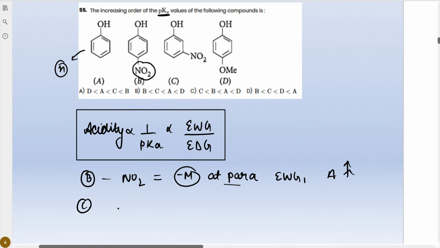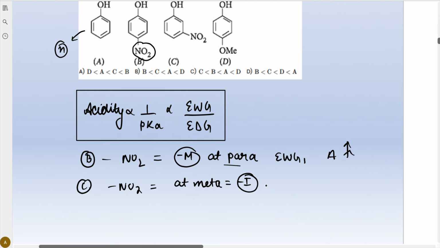In option C, the NO2 group is at the meta position, and at meta what will happen? Only the -I effect will happen. -M does not work at the meta position. Remember, -M is not working at meta. Only -I, inductively, it will withdraw. So it is an electron withdrawing group. So the acidity will also increase, but it will not increase more than B, because it is inductive. Inductive is a weak effect.